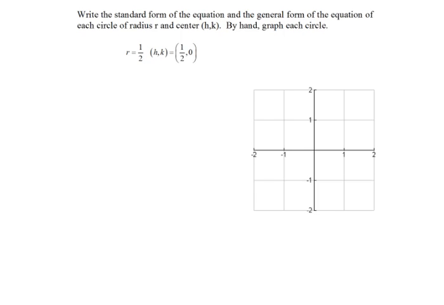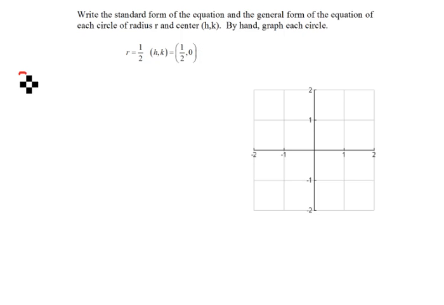Alright, here we have another one that says write the standard form of the equation and the general form of the equation of each circle of radius r and center (h, k), and then by hand graph the circle. Okay, so again they've given us the radius here is 1/2 and (h, k) is (1/2, 0).